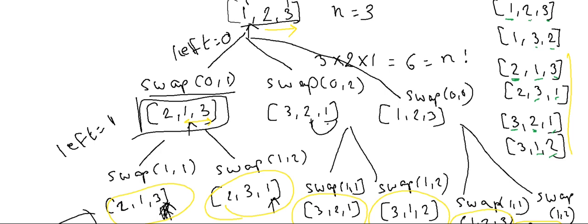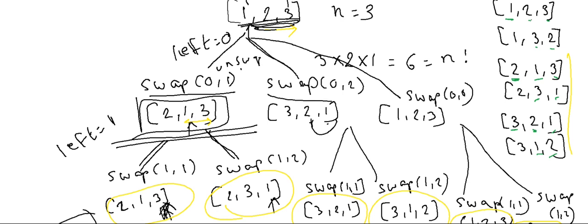And then I made a recursive call. I did this too and whatever. And after I'm done with all of this processing below this, when I come back here, I have to go back to the same array. I need to change my array back. So I'm going to unswap this. I'm going to do this unswap, so I can get this array, and then I'm going to perform this swap again.